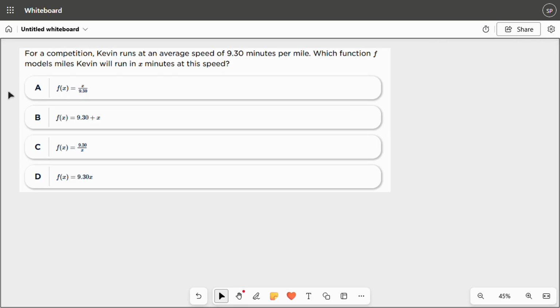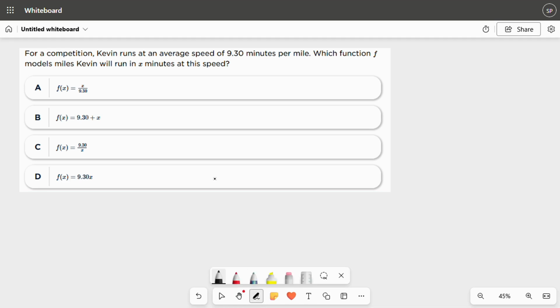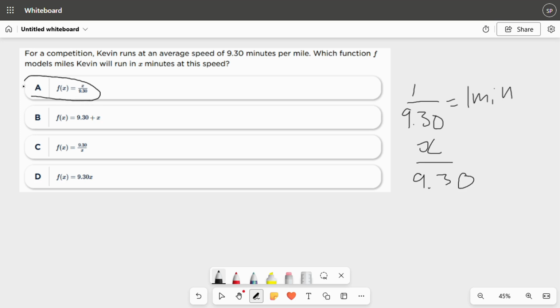For a competition, Kevin runs at an average speed of 930 minutes per mile. Which function f models miles Kevin will run in x minutes at this speed? So let's find how much his average speed is per minute. That would be 1 over 930, and that's for 1 minute. So that means in x minutes, he would run x over 930. So let's look at our answer choices. It looks like A would be the correct answer.